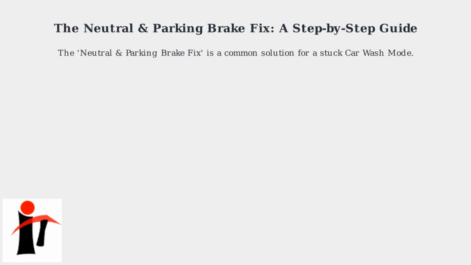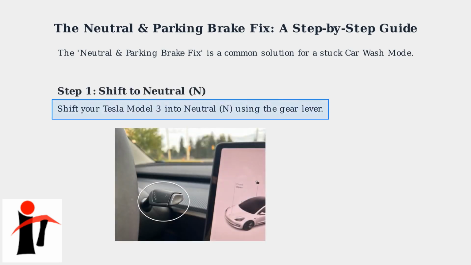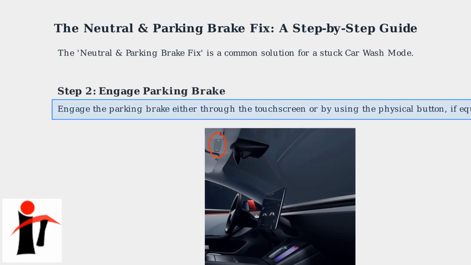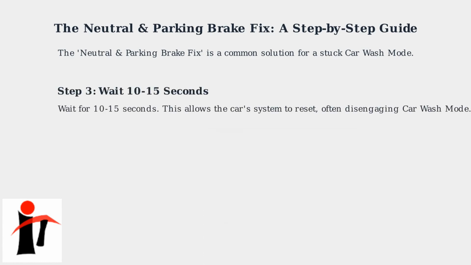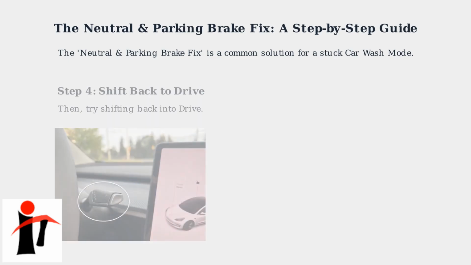The neutral and parking brake fix is a common solution for a stuck car wash mode. First, shift your Tesla Model 3 into neutral (N) using the gear lever. Next, engage the parking brake either through the touchscreen or by using the physical button if equipped. Wait for 10 to 15 seconds. This allows the car's system to reset, often disengaging car wash mode. Then try shifting back into drive.